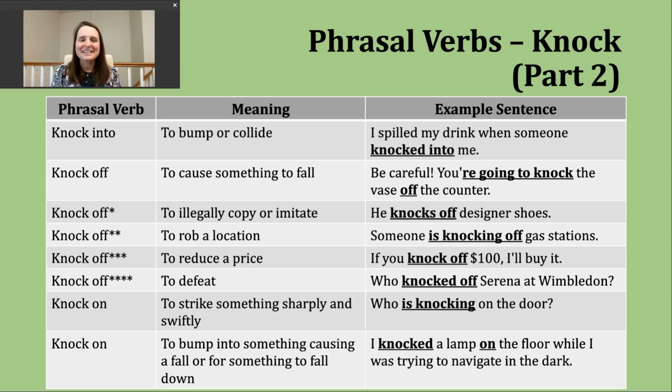The fourth way we can use knock off is a bit similar to knock down. Here we're referring to reducing a price. An example of this: if you knock off $100, I'll buy it. This is an example of the conditional, right? I've got an if there, and many times as I use that conditional, I'm using the simple present, and then the second part of my sentence is using the simple future.